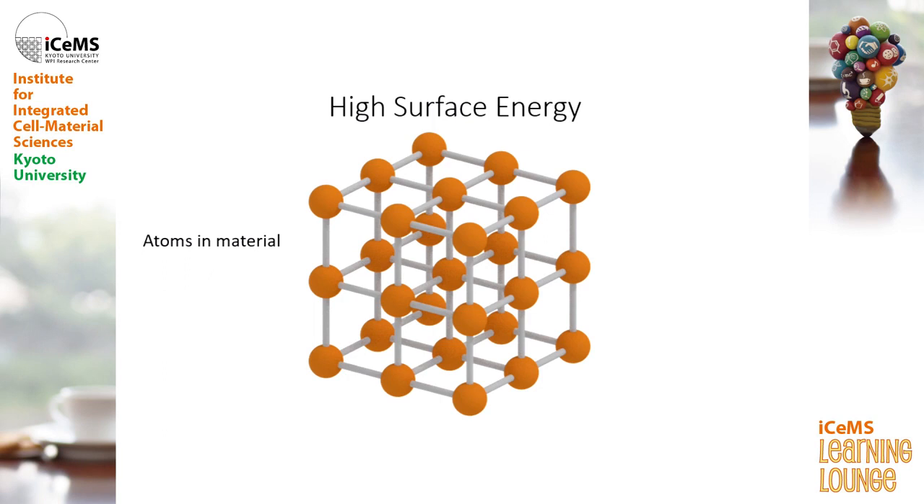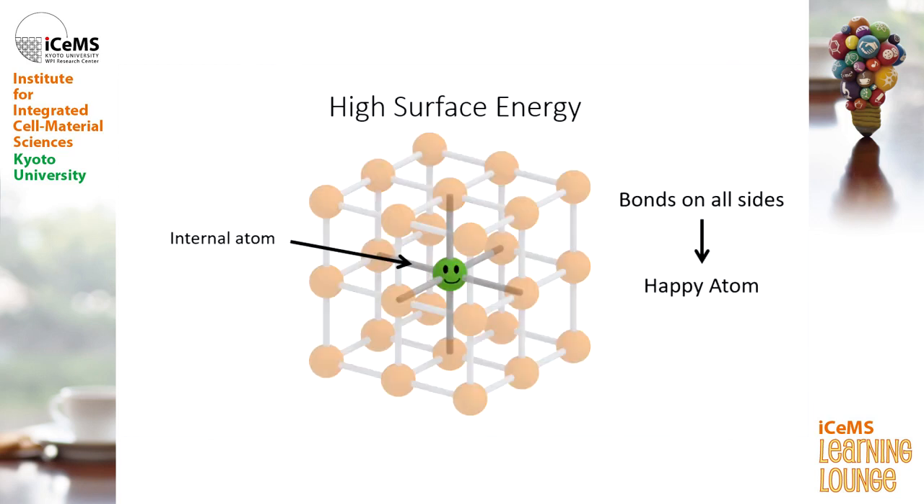To explain that, we need to look at the atoms in our material itself. Here are some atoms, and you can see that they're all connected to each other. If we look at an internal atom, we can see that it has bonds all around it. It has its neighbor bonds, its above bond, and its below bond. This is the ideal state for the atom, the ideal bonding state. So this is a happy atom. Pretty much all the atoms inside our material are like this. They're all happy and fully bonded.